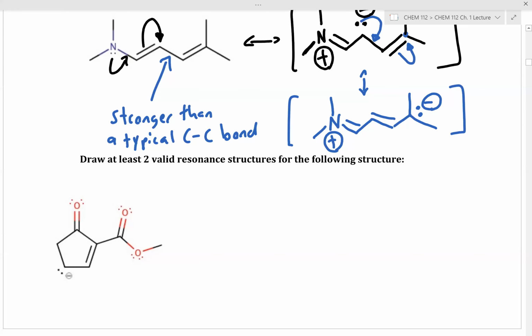Everything going okay? Yep, that looks good. The first one looks good. Yep, that looks fine. All good? Yep, looks fine. Oh, but don't forget the lone pairs.